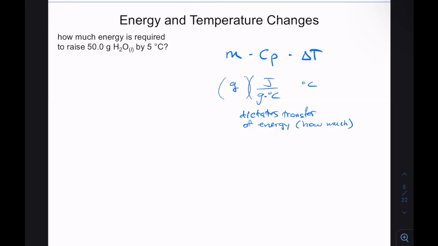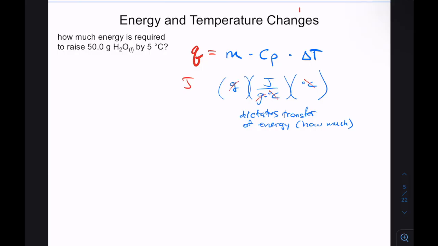So notice how the units here cancel out. Grams cancels with grams, degrees Celsius with degrees Celsius, and that leaves us with joules as a unit, and that is, of course, the units of thermal energy. So Q that we measure is equal to the mass times the specific heat capacity times whatever that change in temperature was.